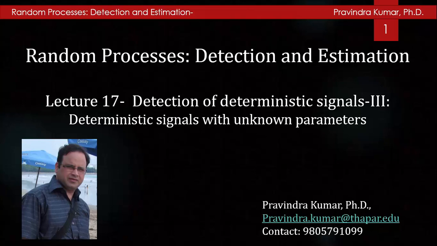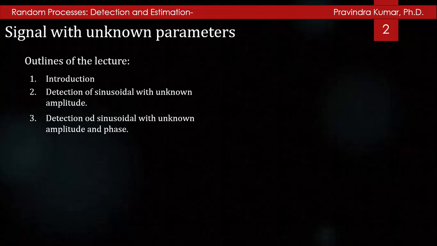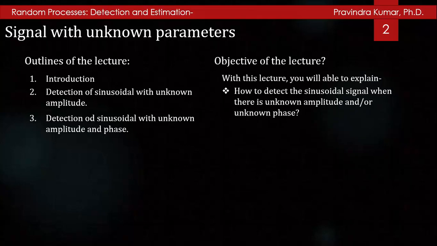In this lecture, we will discuss detection of deterministic signal with unknown parameters. The outline of this lecture is: we will discuss the detection of sinusoidal with unknown amplitude, and also detection of sinusoidal with unknown amplitude and phase. The objective of this lecture is that you will be able to explain how to detect the sinusoidal signal when there is unknown amplitude and/or unknown phase.